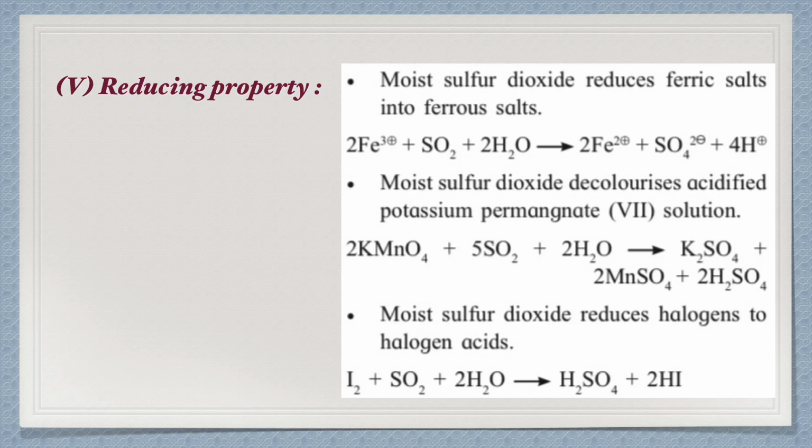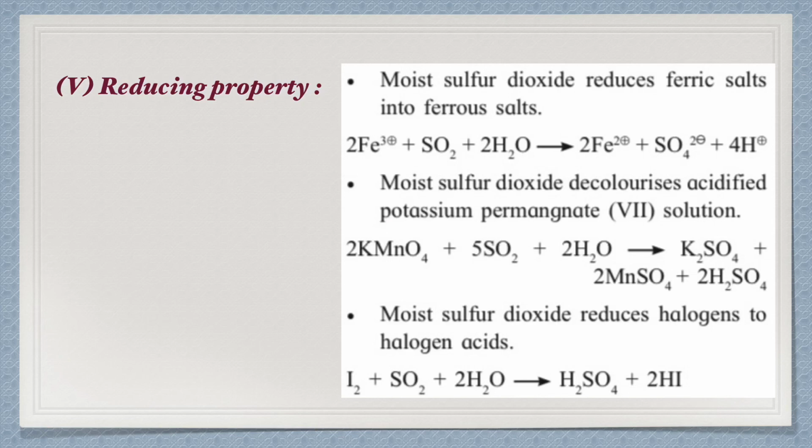Okay, next one, moist sulfur dioxide decolorizes acidified potassium permanganate solution. Over here you know what is potassium permanganate? It is KMnO4. It reacts with moist. Moist means there will be the presence of water molecules. Therefore, the reaction will be KMnO4 plus SO2 plus H2O will give me the products K2SO4 plus MnSO4 plus H2SO4. You just have to balance this reaction.